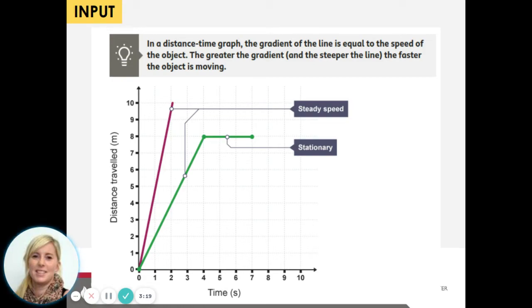So if we want to do some sort of data analysis here, we could say that the green car does not travel any further than 8 meters. We could say that the green car stops traveling at 4 seconds and is stationary for 3 seconds. And we can say that the purpley pink car is faster than the green car, and that it reaches 10 meters traveled in just 2 seconds. That's quite fast then. So this is a distance time graph, and what we want to be able to use is the gradient of the line to work out the speed.